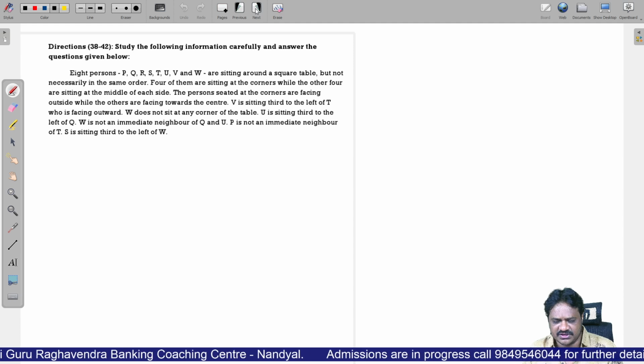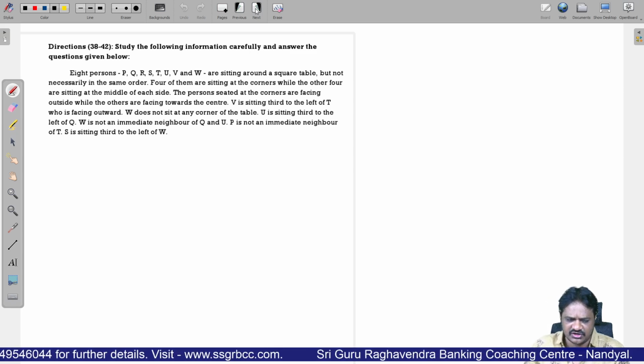4 of them are sitting in the corner while 4 sit in the middle. The ones sitting in the corner are facing outside, and the others are facing the center. P is to the left of T, who is facing outward. W does not sit at any of the corners. Q is sitting to the left of Q. W is not the neighbor of Q and U. P is not the neighbor of T. S is to the left of W.